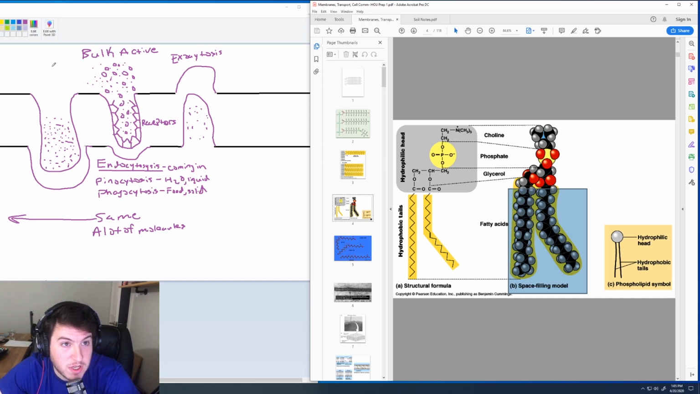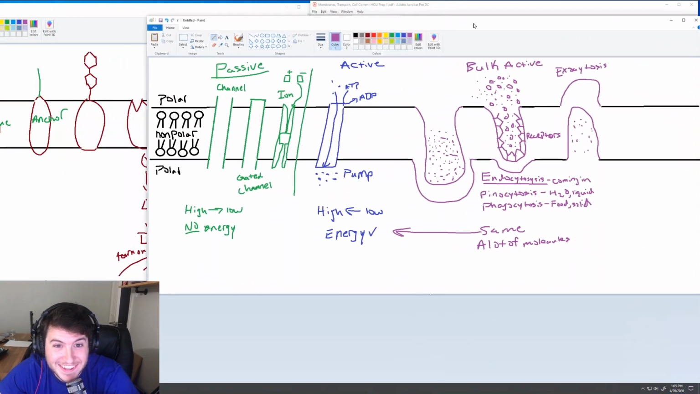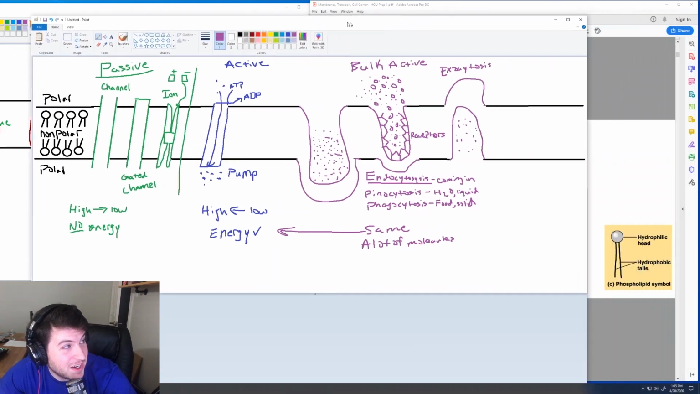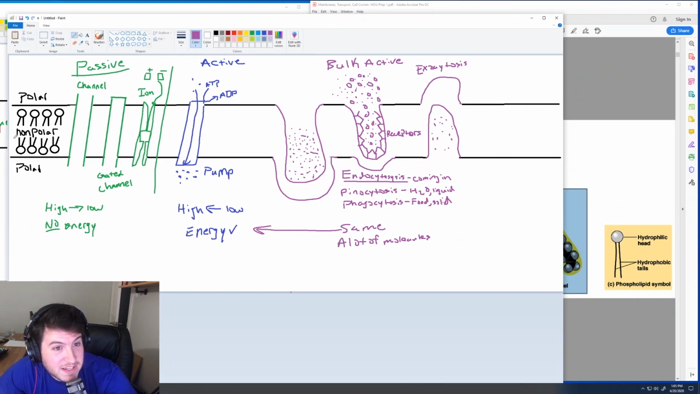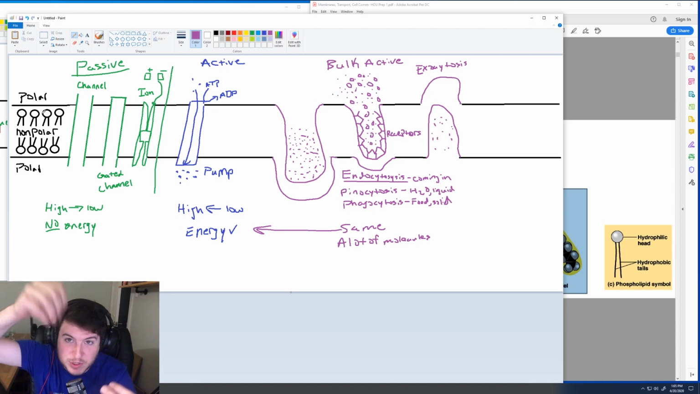Okay, so in paint, this is how I kind of drew it right here. So you've got your phospholipids, where our phospholipid tails are on the inside. They are the non-polar side. Okay, and our polar side, our hydrophilic side, is on the outside. So the whole point of that is to keep water out, and these phosphate heads sort of act as like a protective shield against anything trying to get in. Okay.